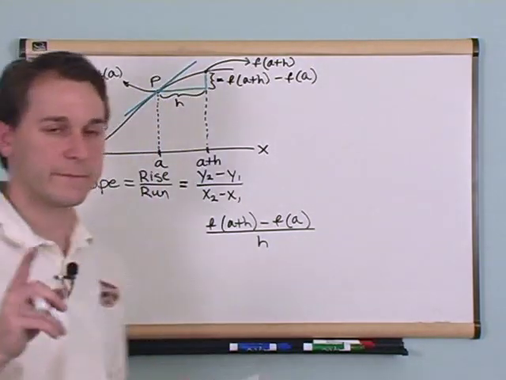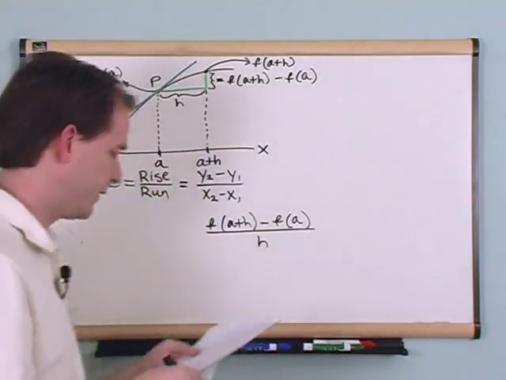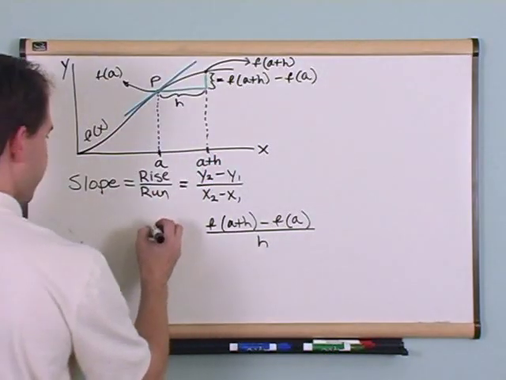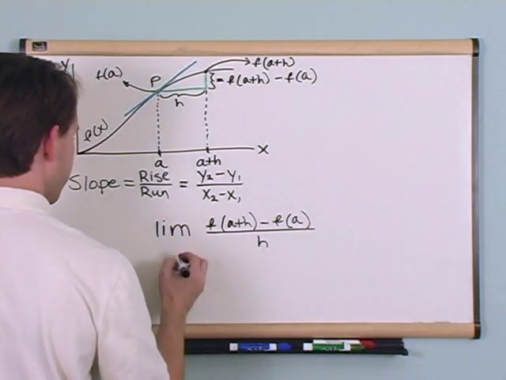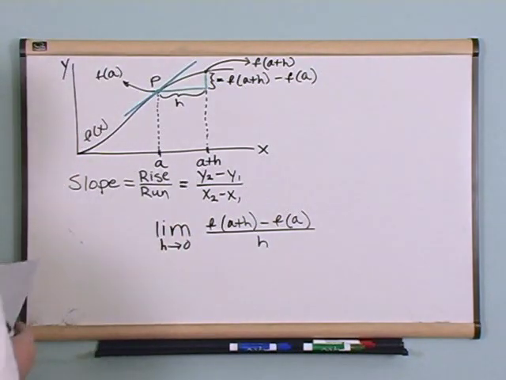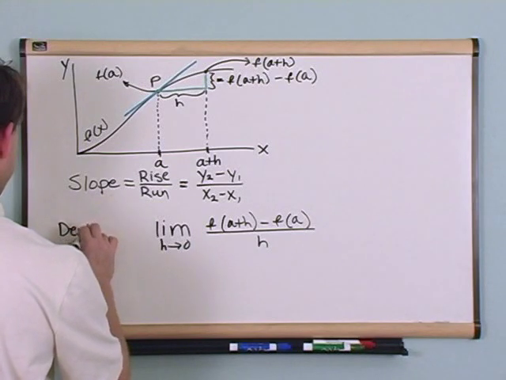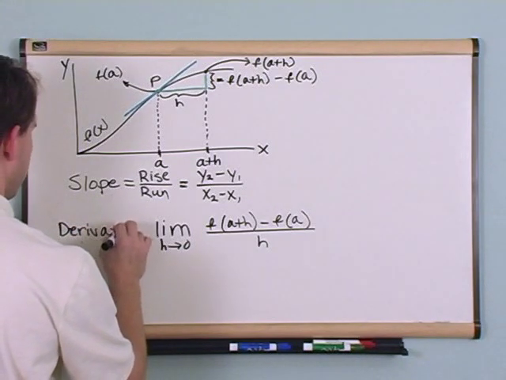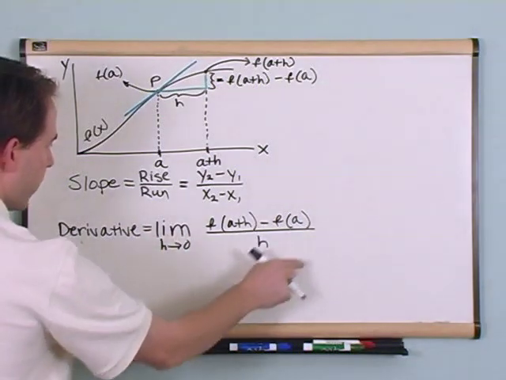Now here, my friends, is the trick that makes calculus possible. Okay? What we're going to do is we're going to write 3 magical letters out here, and we're going to take the limit as h approaches 0. And we're going to say that when we do this, the derivative is equal to the limit as h approaches 0 of this quantity.